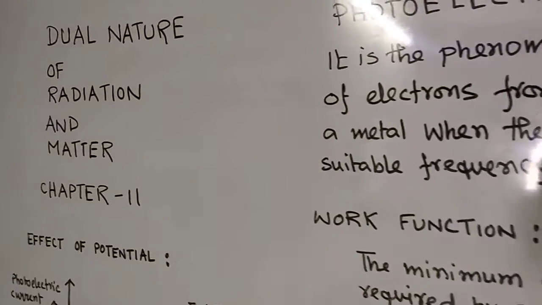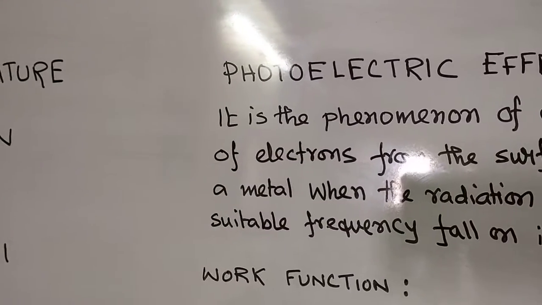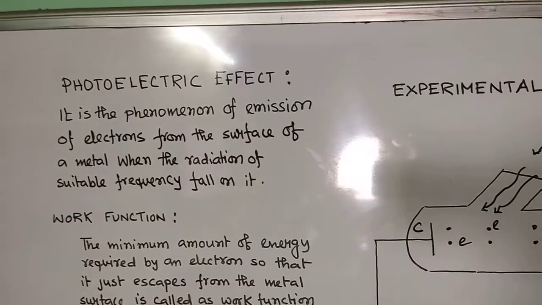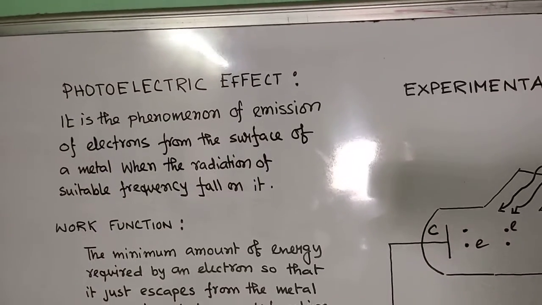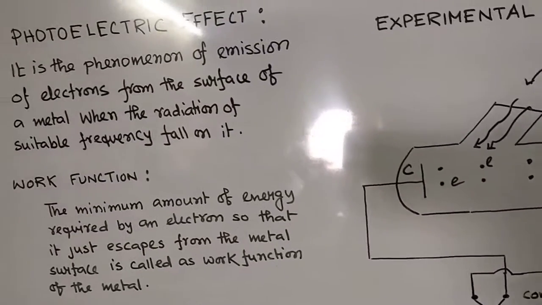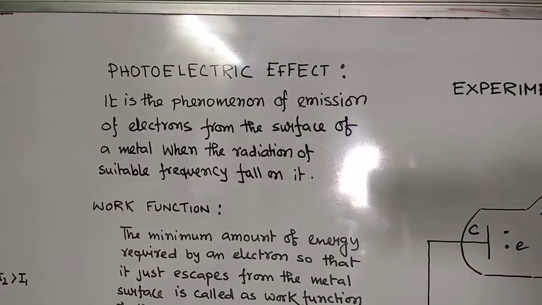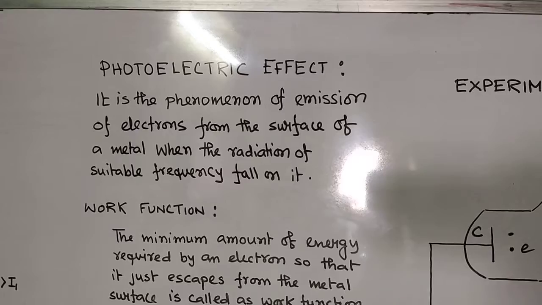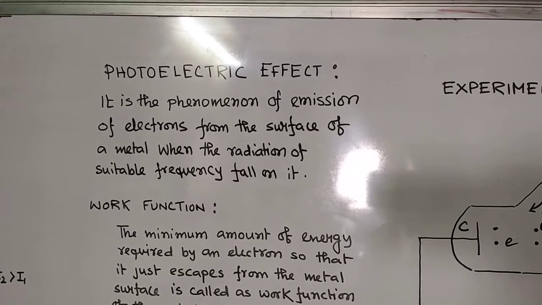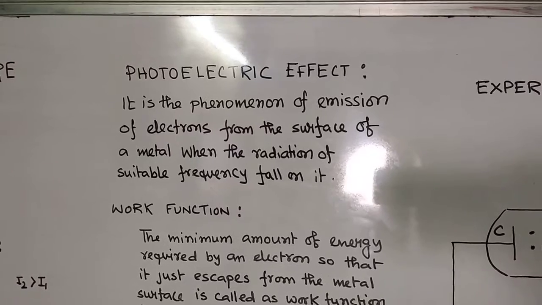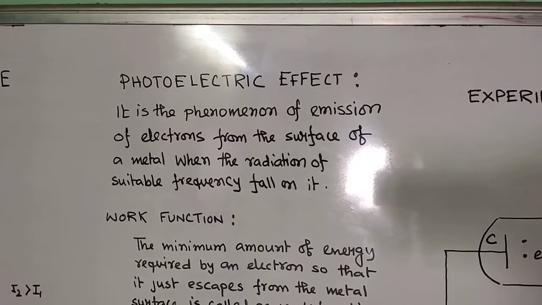Matter. It is under chapter 11. Now the topic which we are going to discuss is the photoelectric effect. So all of you are familiar, what is photo? Photo means light. So photoelectric effect, let me read out what is there. It is the phenomenon of emission of electrons from the surface of a metal when radiation of suitable frequency falls on it. So if you strike light on a metal surface, what happens?